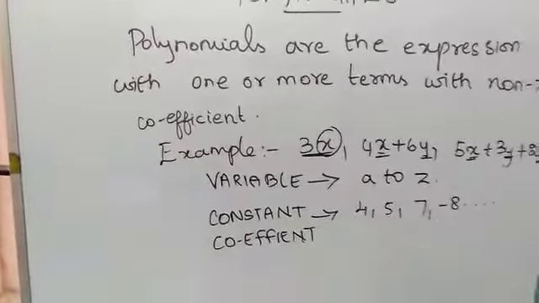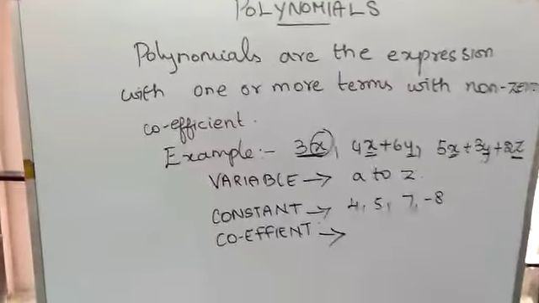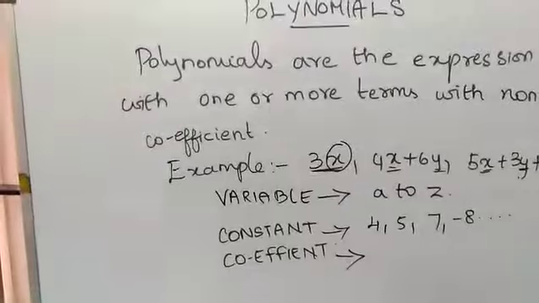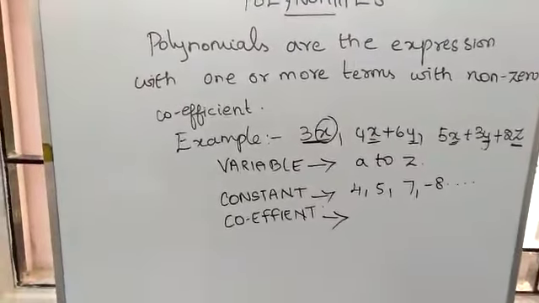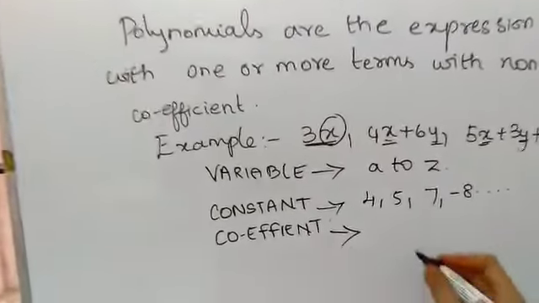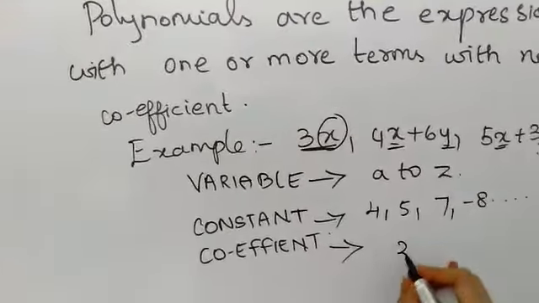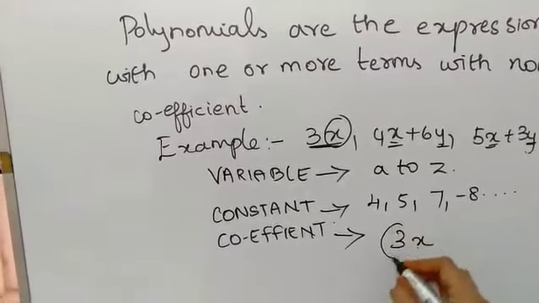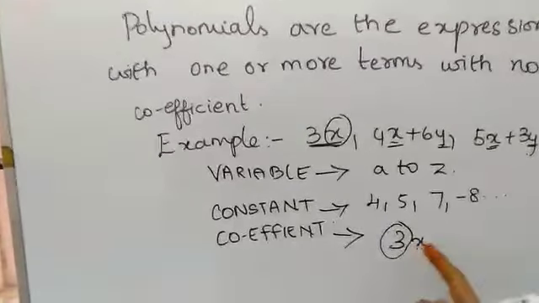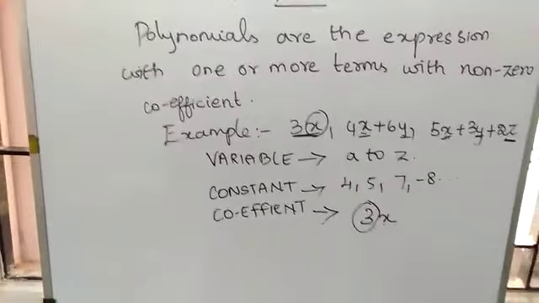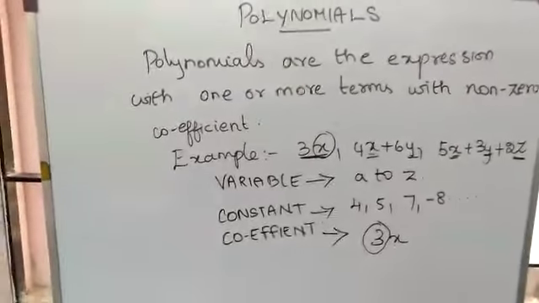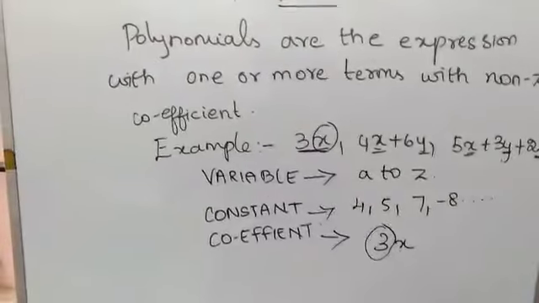Then the last comes coefficient. So what is a coefficient? A coefficient is nothing but a number before the variable. So that we call it a coefficient. For example, in 3x, which is the variable over here? x. And the number before the variable is 3. So here the coefficient is 3. So any number or anything before the variable, we consider it as a coefficient.